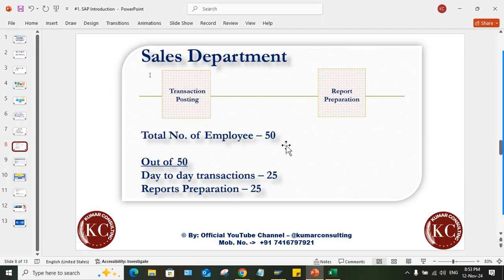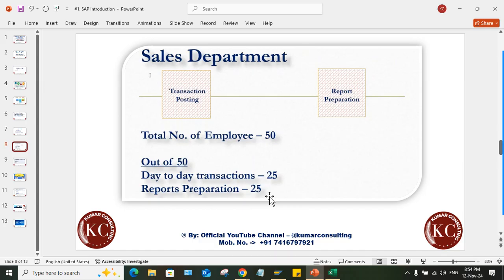So in those days, the number of employees needed to handle the sales department would be more, say 50 employees. Out of 50 employees, 25 are required to record the day-to-day transactions taking place for the sales department. The remaining 25 are involved in report preparation, because organizations need several kinds of reports. This is what happens when Tata Motors is not using any ERP or software.